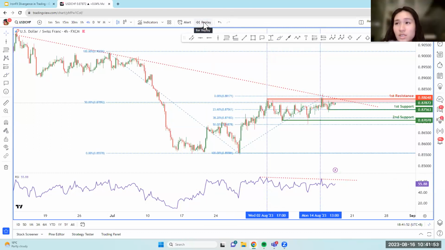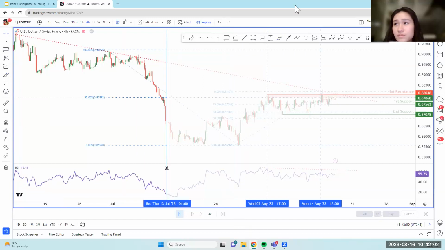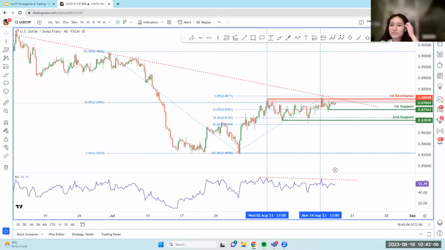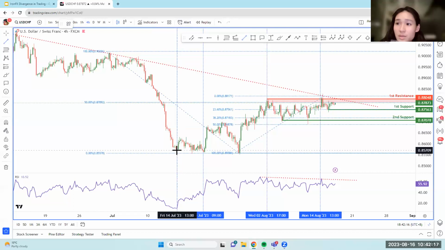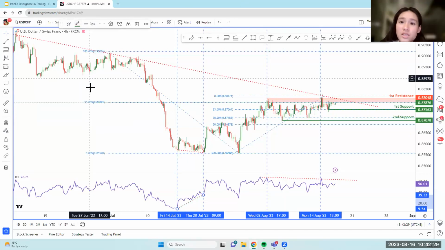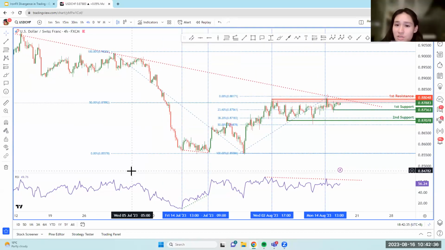Okay, I wanna maybe give you guys another example of a divergence over here. From here to here, we can see that price has made a lower low, whereas on our RSI, price has made a higher low. So let me know in the chat if you think this is a bullish divergence or a bearish divergence.